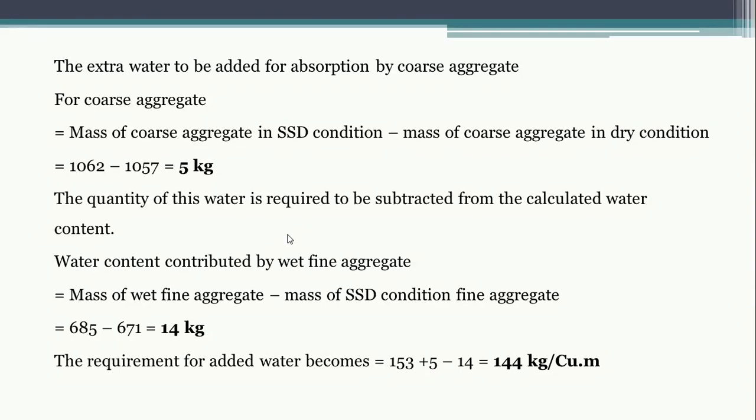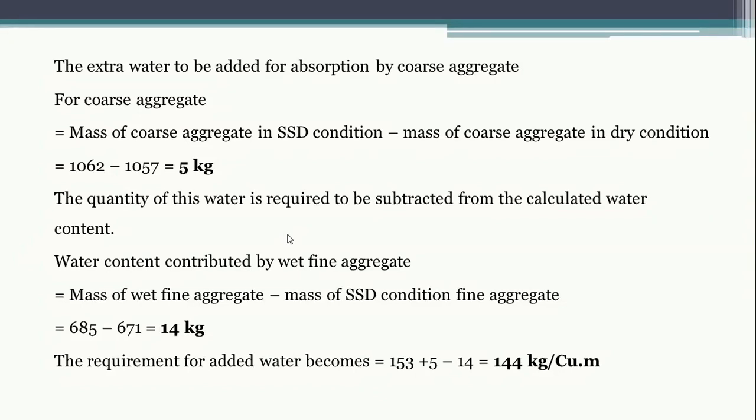So now the total required water is 153, the water content that we arrived at. Then plus 5, plus 5 is to make the coarse aggregate moist, because it is already in the dry condition. So you are adding extra water for coarse aggregate, that is 5 kg, whereas for fine aggregate there is already more water present in the material, so you are reducing it by 14 kg. So this is a tricky part in this problem.